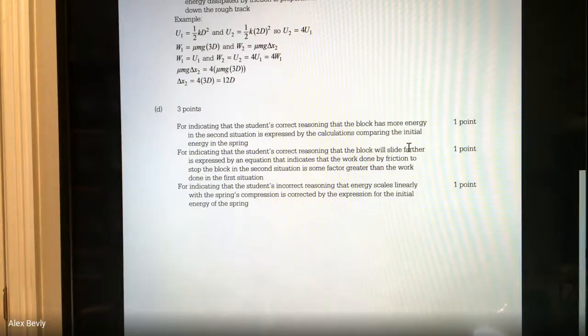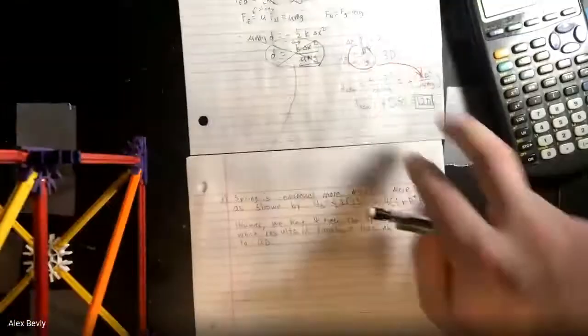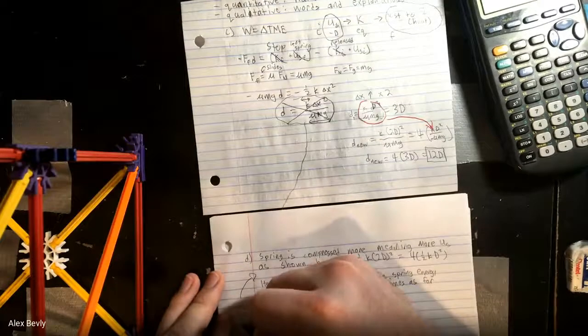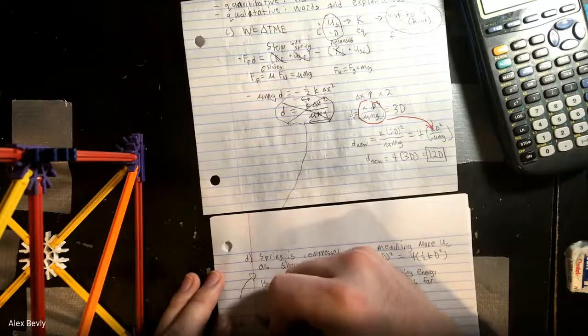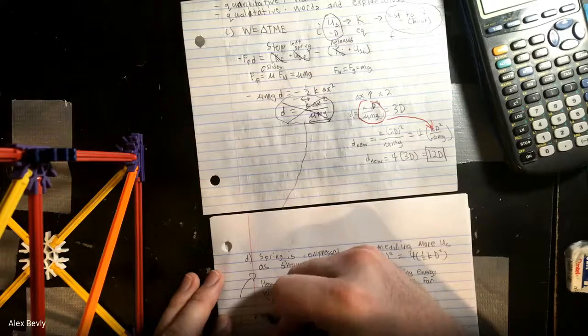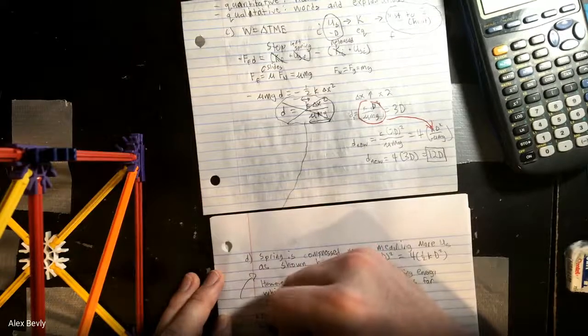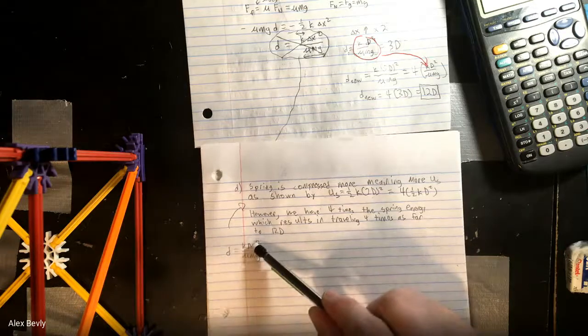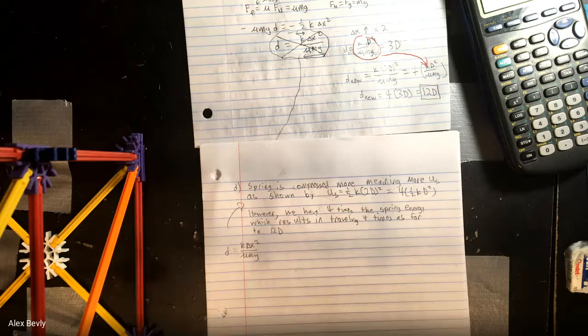For indicating the student's correct reasoning that the block will slide further is expressed by an equation that indicates the work done by friction to stop the block in the second situation is some factor greater than the work done by the first situation. I didn't explicitly show that. I guess I should have written the equation there. So I could have written that the final position distance traveled is the spring constant times the displacement from equilibrium squared divided by coefficient of friction, mass times acceleration due to gravity. That would just be writing that equation, saying bigger compression means the block travels a greater distance.